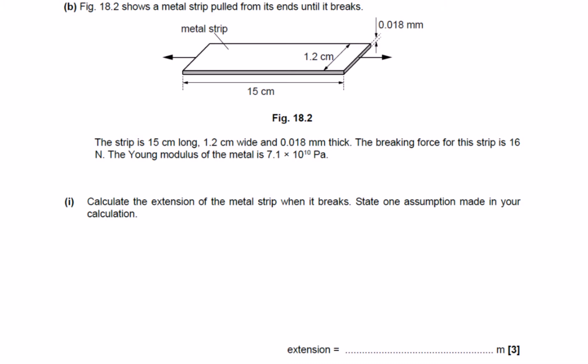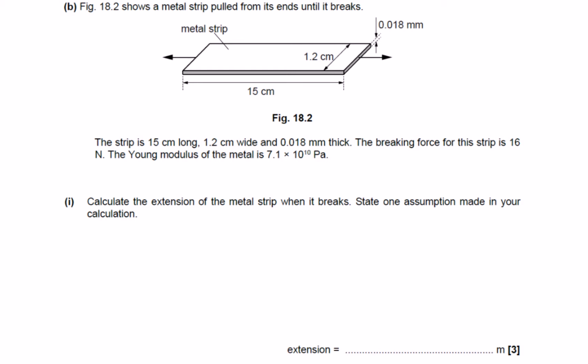Right, we've given some other information. The breaking force of the strip is 16 newtons, and the Young modulus of the metal is 7.1 times 10 to the 10 pascals. The first part, so we're going to calculate the extension of the strip when it breaks, and we've got to then give an assumption in our calculation. Okay, so I'm going to do this first.